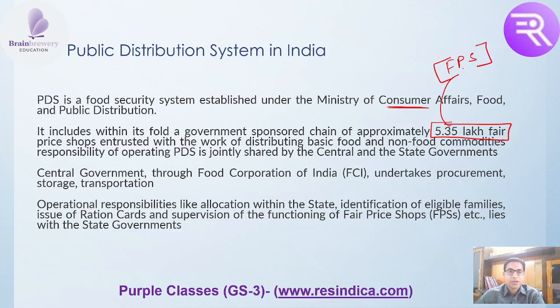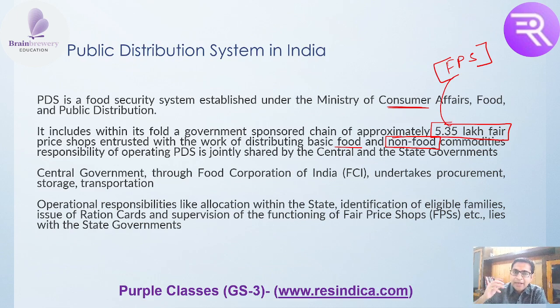These 5.35 lakh fair price shops have been given the task of distributing basic food and non-food commodities, like oil and spices. These are the food items, so basic food and non-food commodities. These fair price shops are the center of this whole public distribution system.